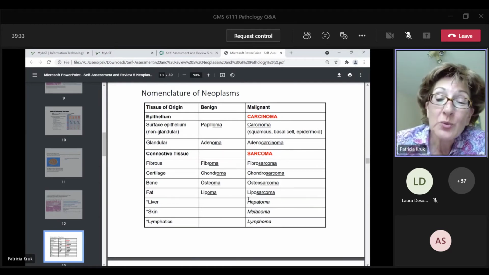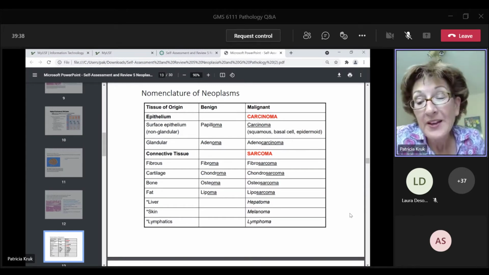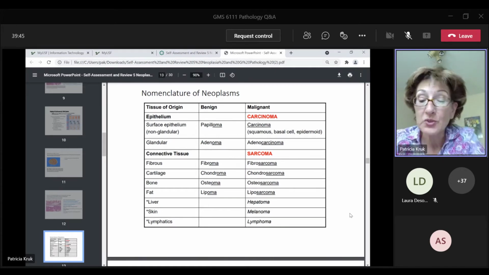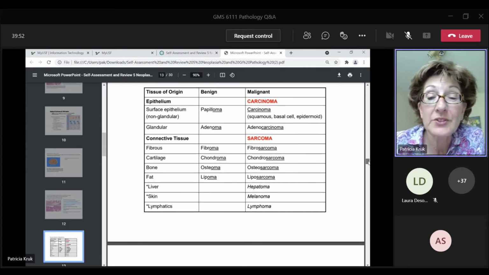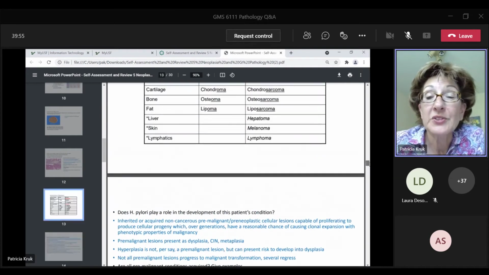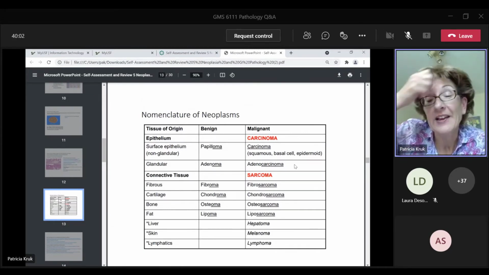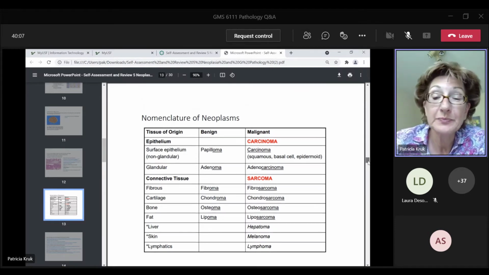Unfortunately, the rule breaks down with these last three: hepatoma, melanoma, and lymphoma. These are, in fact, malignant tumors and malignant cancers. You probably already know these, but they represent malignant tumors, not benign tumors. So our patient was diagnosed with an adenocarcinoma of the gastric glands. Carcinoma means malignant, adeno means it came from a glandular element.